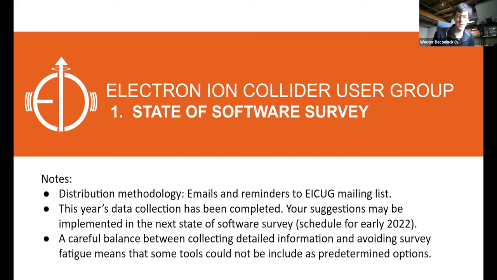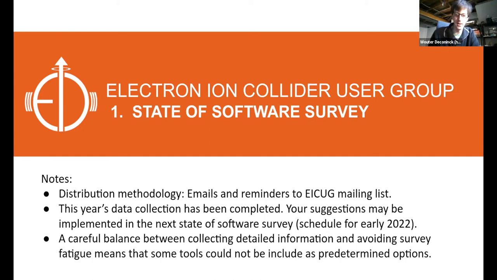This survey was distributed through the EIC user group via the mailing list as a distribution methodology. The data collection for this year has been completed. So if you have suggestions about what we should have done differently, we will be happy to consider them for inclusion in the next software survey. But as you are familiar with physics experiments, you can't change the trigger after the fact. So consider the data collection part as the trigger that we took the data with, and we can't change that now. If you don't agree with that, there's an opportunity to make that change next year.